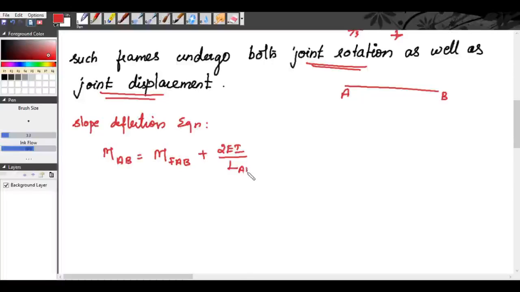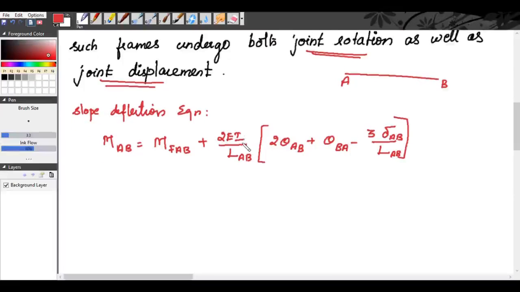L means LAB, right? 2EI by LAB into 2 theta A plus theta B minus 3 delta by L. So here also this L is nothing but LAB. Delta is nothing but delta AB. Here theta A is nothing but theta AB. Theta B is nothing but theta BA.